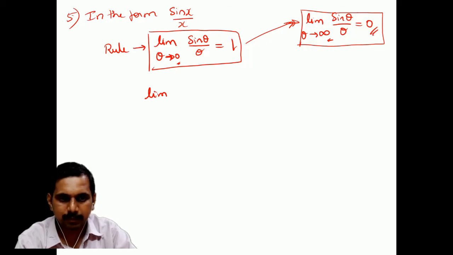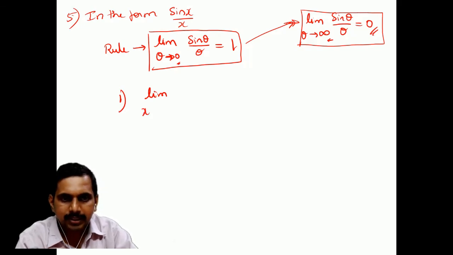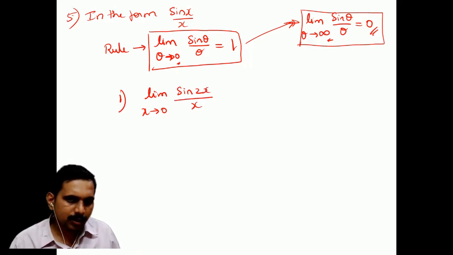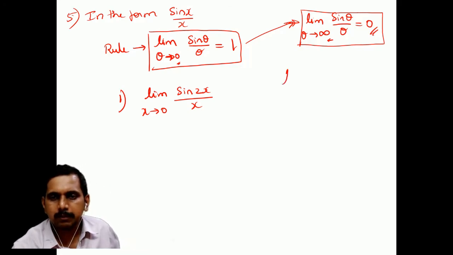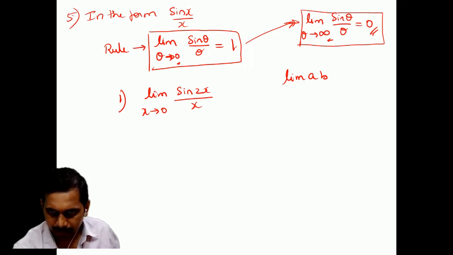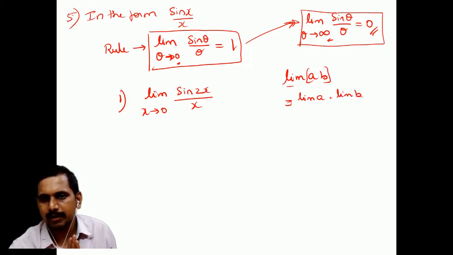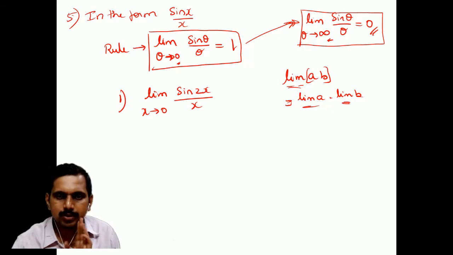Let me solve a problem. Problem 1 is like this: limit x tending to 0, sine 2x by x. Can you tell me the answer for this? Now here we have to understand that limit of a b can be written as limit of a into limit of b. Very important, that has to be understood. Limit whatever is in the denominator, that's okay. So that has to be understood.